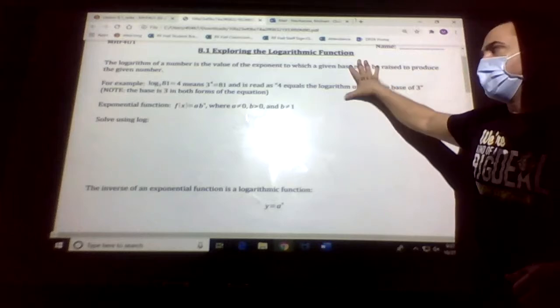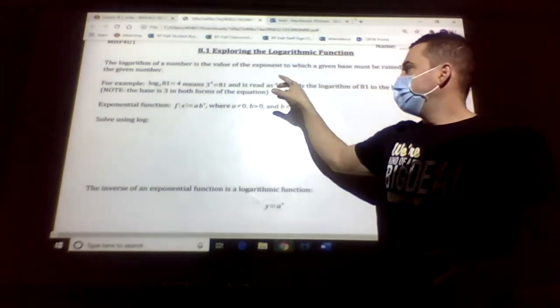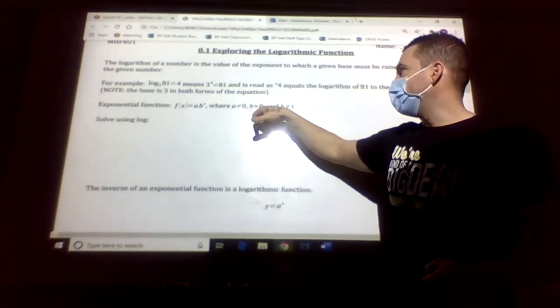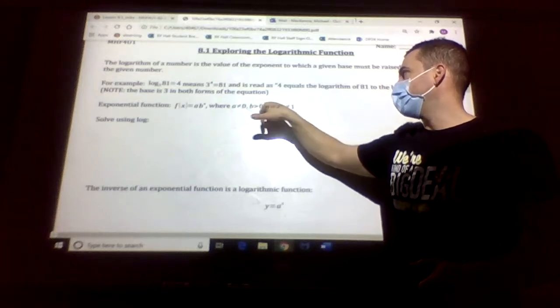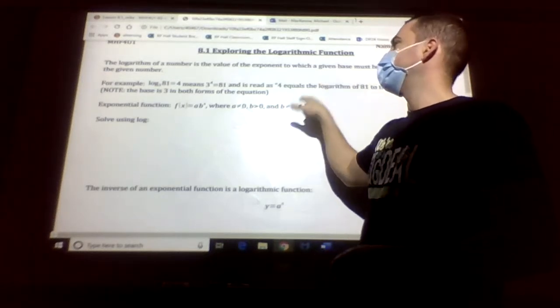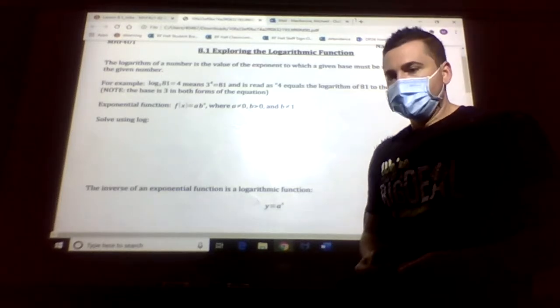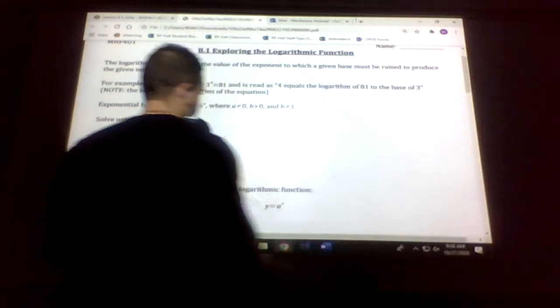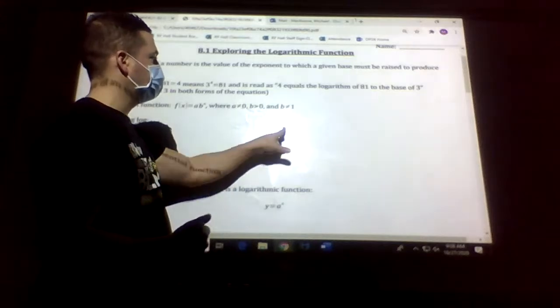If you could read this on your own. Just a quick note, b has to be greater than 0. It can't be negative, and it can't be 1.